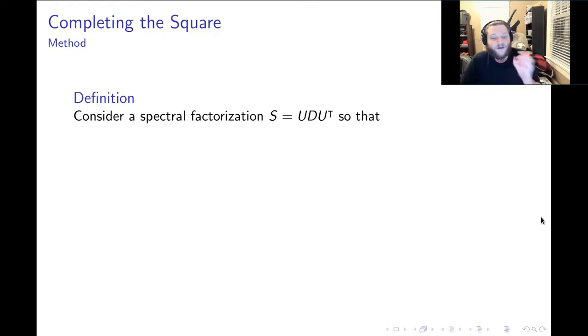What I want to do here is show you the method of what's called completing the square for any quadratic form. So let's say we have a spectral factorization, S equals U times D times U transpose. Remember, what this means is that U is unitary, meaning that its transpose, in this case because everything is real, is equal to its inverse. And D is real diagonal.